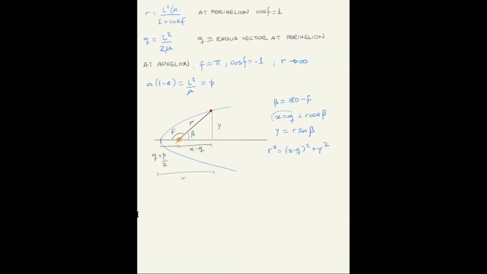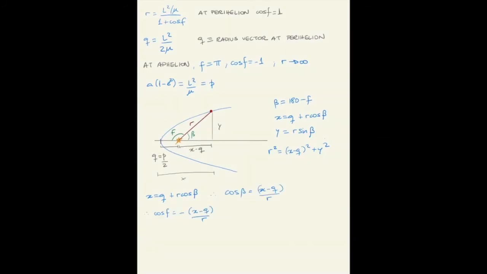So let's consider the equation for x. Now let's isolate the cosine beta, which is x minus q over r. Now write this in terms of the true anomaly. It's cosine of 180 minus f, which is minus cosine f. Therefore, the cosine of the true anomaly is equal to minus x minus q over r. So now let's consider the equation for the radius vector with the semilatus rectum and substitute this expression for the true anomaly. So the r cancels on both sides, and I have that r is equal to p plus x minus q.